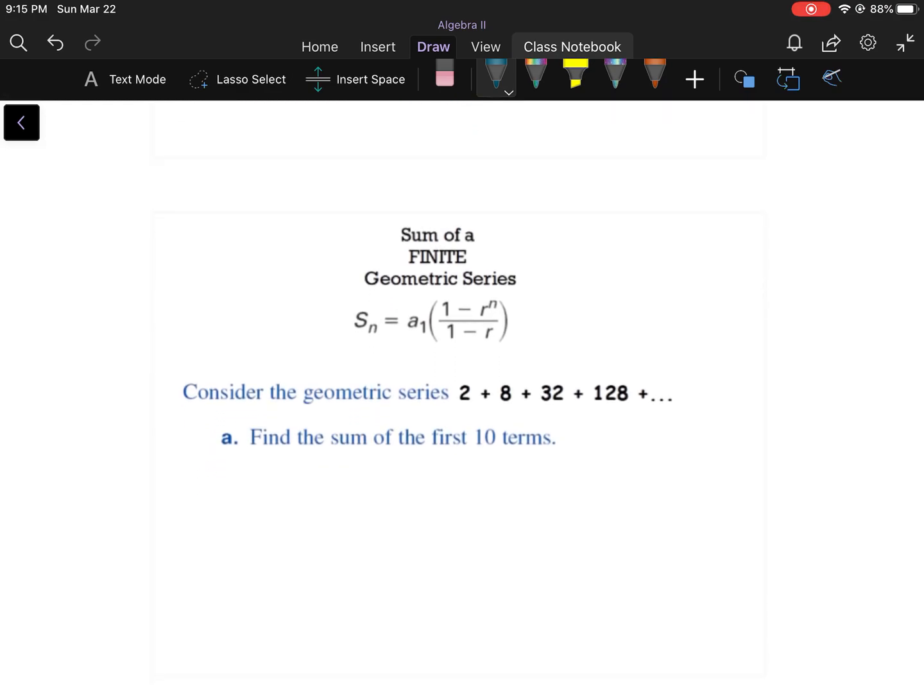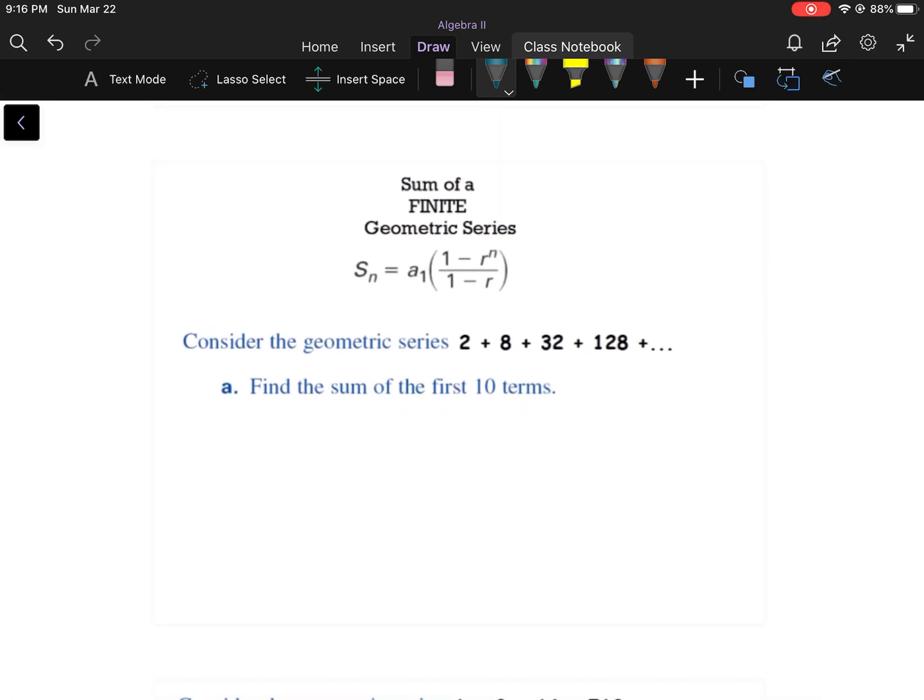So here's your formula. It's the sum of the first so many terms in a finite geometric sequence. You need the common ratio. You need the first term just like before. So here's my sequence. It's 2, 8, 32, and 128. So I need to figure out R, which is 4, because I'm multiplying all by 4 to get to the next one. I need the first term, which is 2. And now what I'm going to need to do is a little notation. I'm going to put S with a little 10. And that little 10 is because I'm trying to add up the first 10 numbers in my sequence.